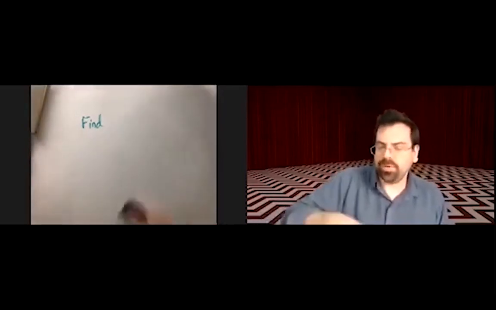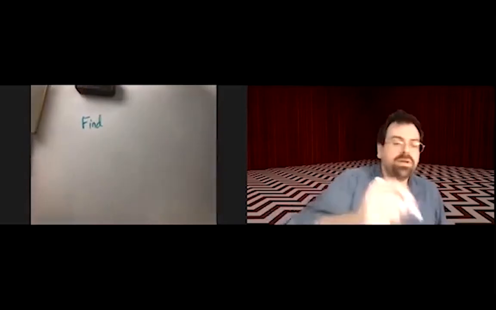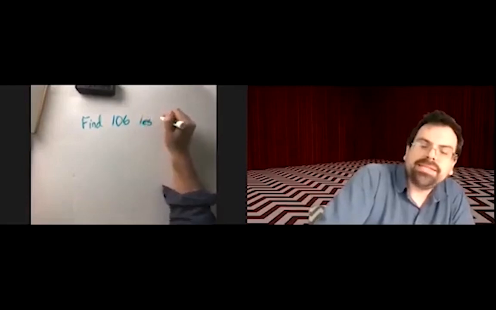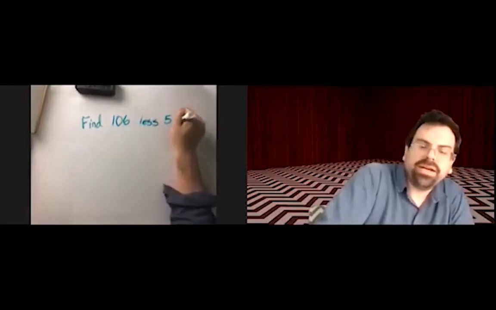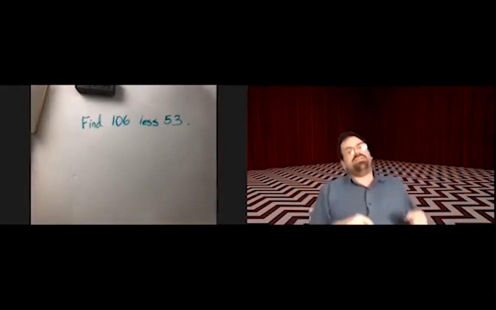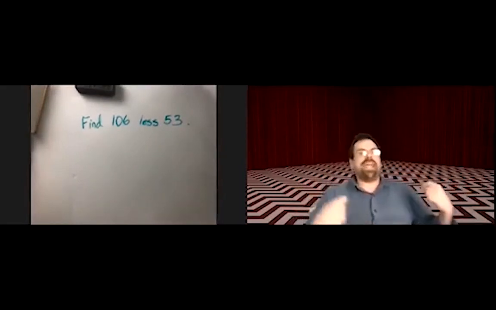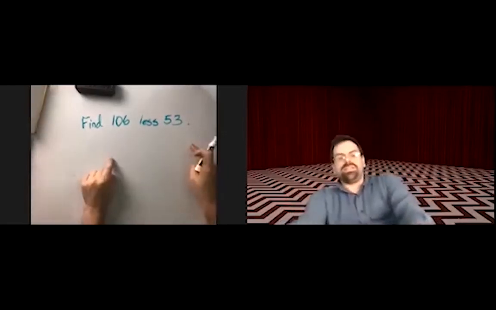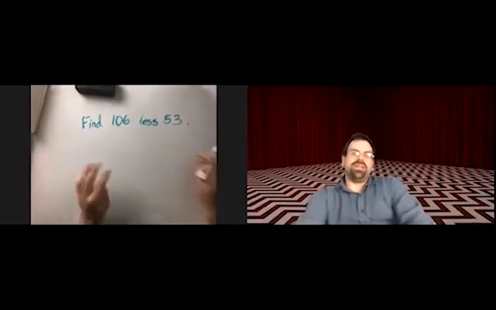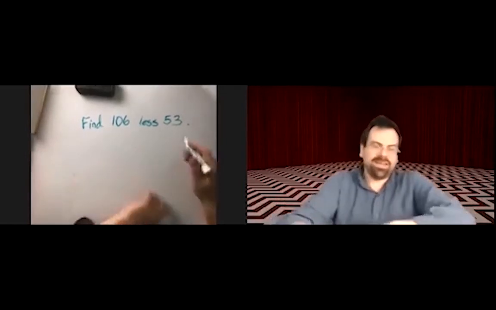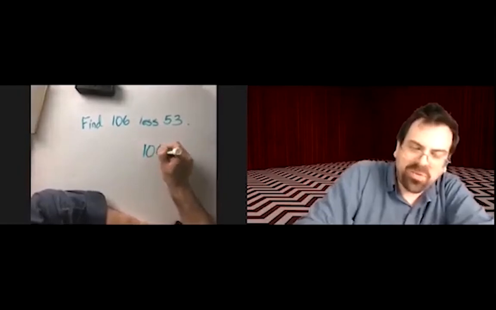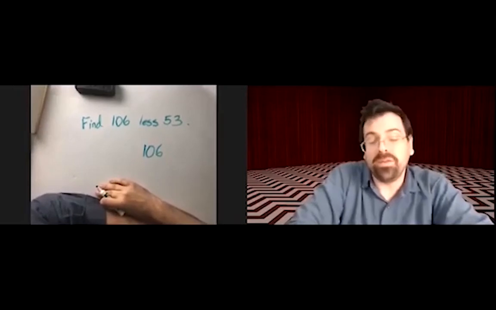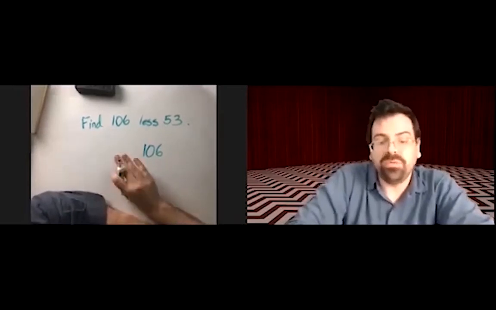Another weird way of seeing a subtraction problem. Find 106 less 53. This does not say find the number that is 106 less than 53, which would be some negative number. 106 less 53 means we start with 106 and we make it less 53. In other words, what's this number if there were 53 less?